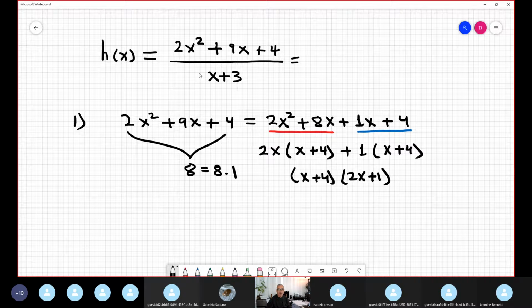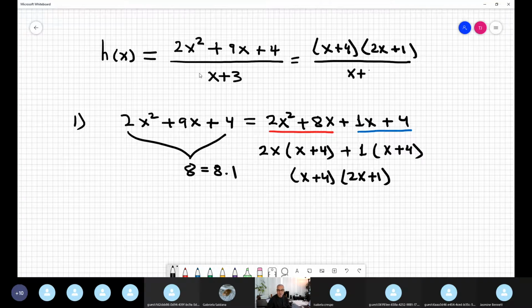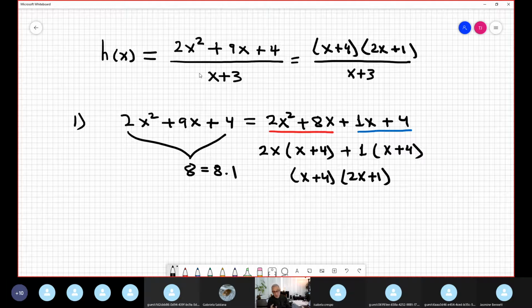So far we have on the top x plus 4 times 2x plus 1, divided by the bottom, where it is impossible to do anything because it's just one binomial. So stay like that. This is a factor of 4. And this is important because in this moment you see there is no common factor that we can simplify, cancel out in the top and the bottom. That means that we have no holes.